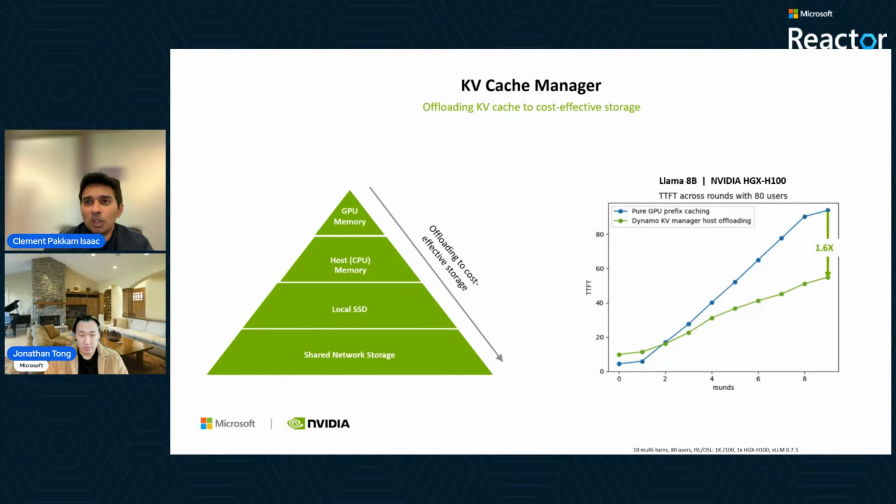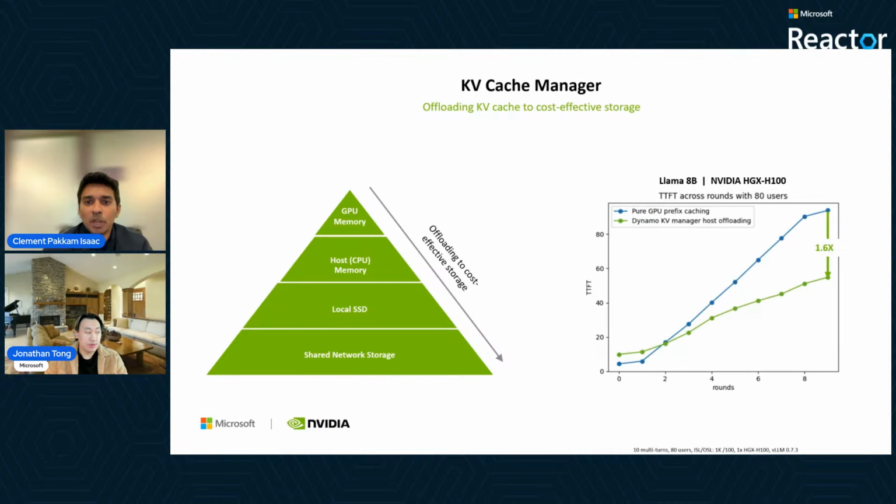But when you see around round 9, the gap is pretty significant. You see a 1.6x benefit in TTFT, the time to first token. So the small upfront cost pays for itself many times over at scale as you go into many multi-turn conversations. And yeah, the takeaway is pretty simple.